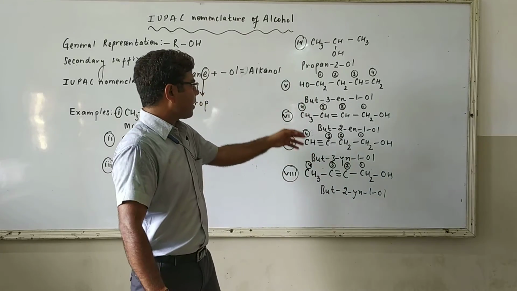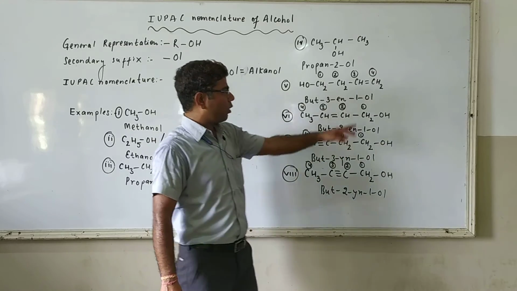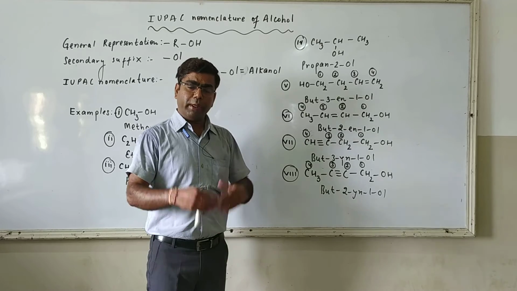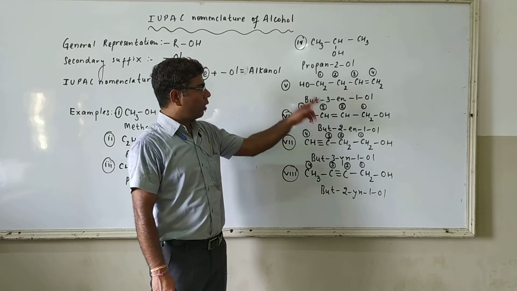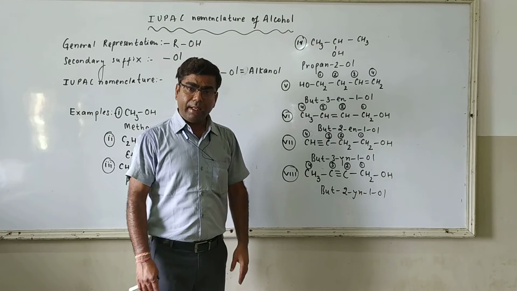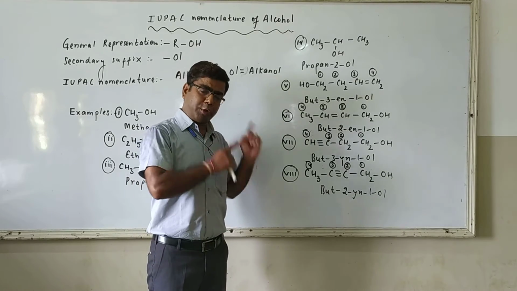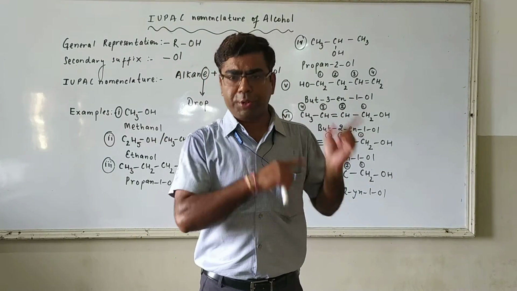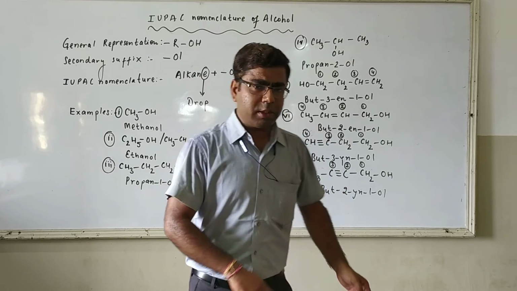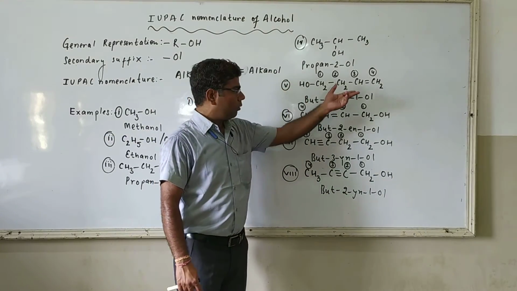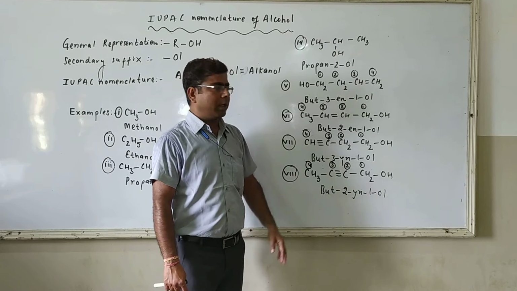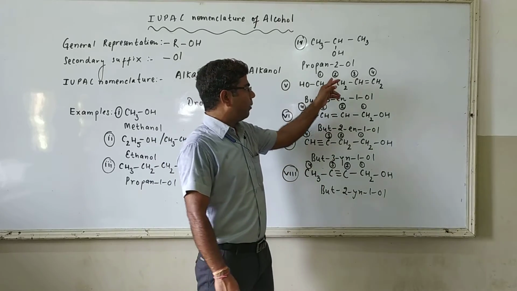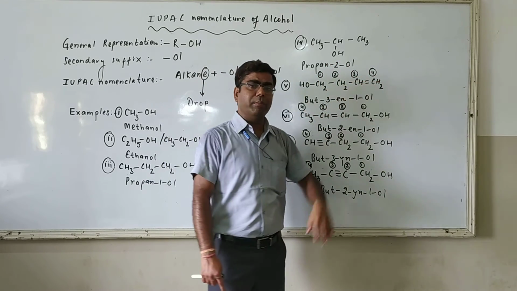So here in case number 5, we have a presence of a double bond as well as an OH group. According to the IUPAC rule, if a double bond and an OH group are both there, then priority will be given to the OH group. Giving more priority means assigning the least position to the OH group. So because the priority of the OH group is more than the double bond, I will start my counting from the left hand side. This carbon will be number 1, this carbon number 2, this carbon number 3, this carbon number 4.